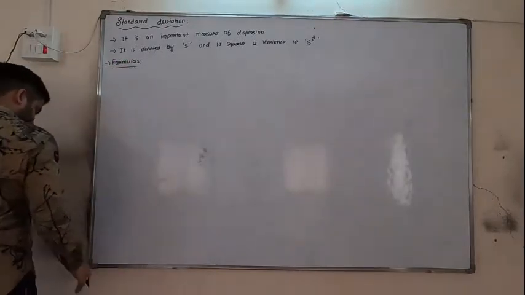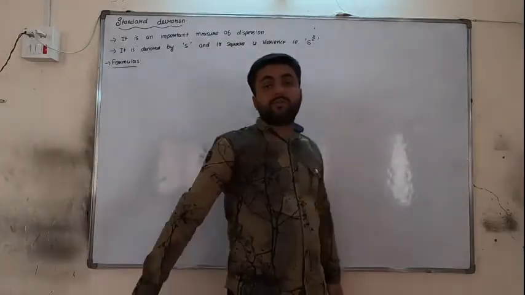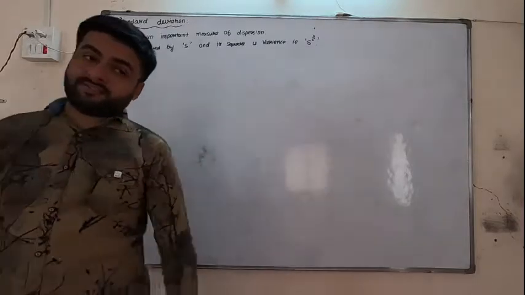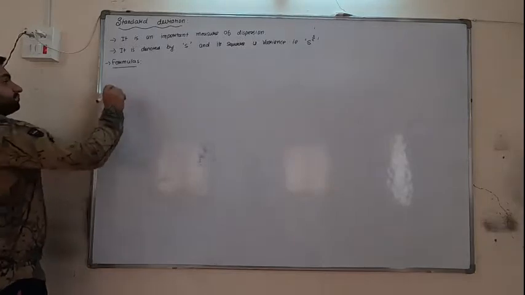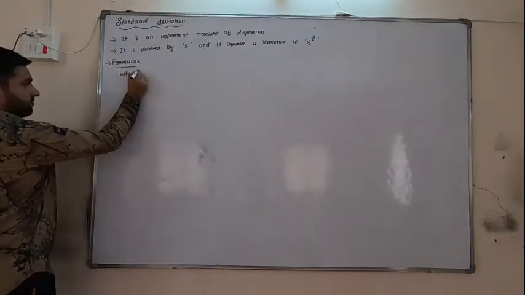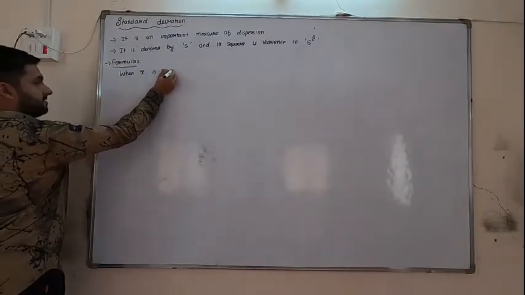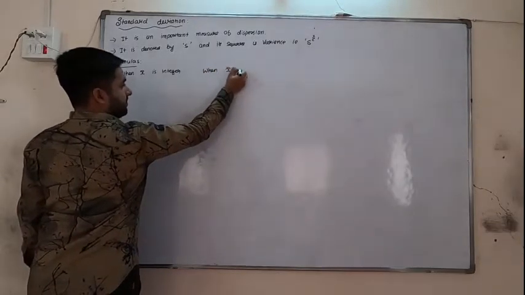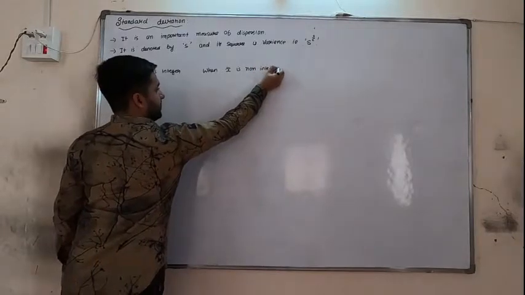Formulas. Now for each type of data we have formulas, that is for ungrouped or raw data, discrete and continuous data, and two formulas. Now you will think, why two formulas? I will explain. When x bar is an integer, and when x bar is a non-integer.